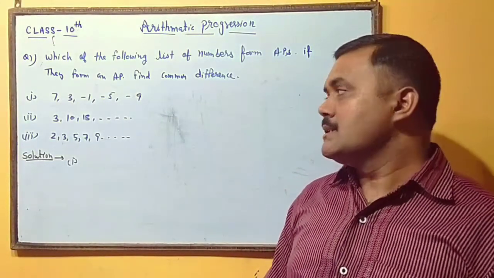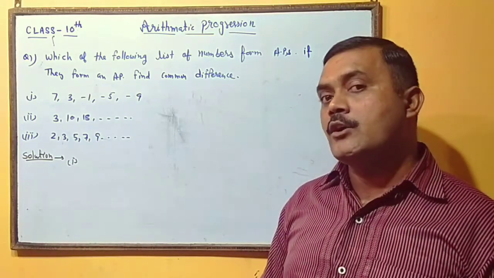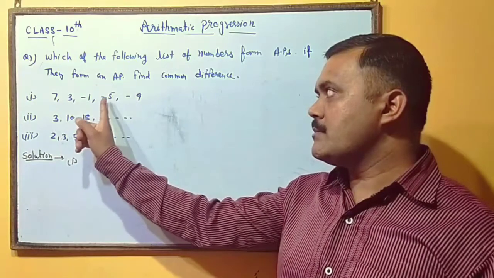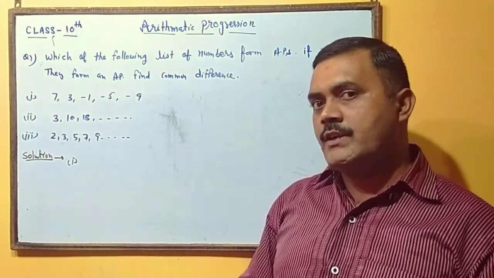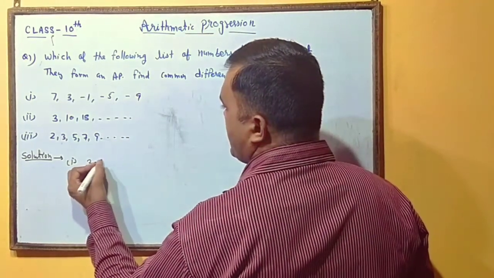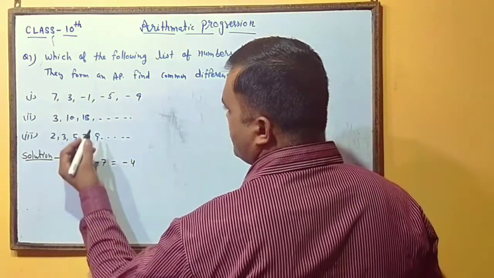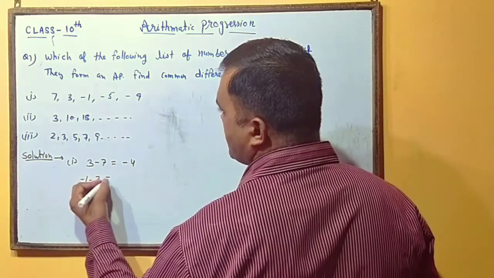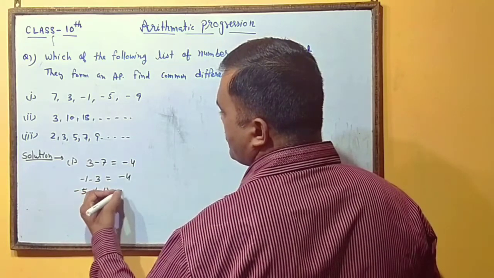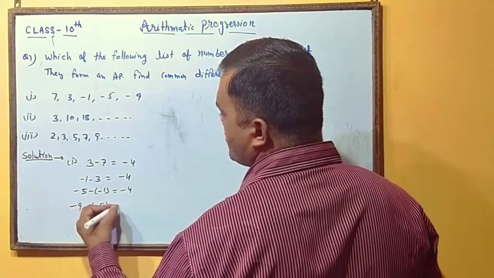Now we have a question here. Let us see how to do it. The question is, which of the following lists of numbers form an AP? If they form an AP, then find the common difference. First, the numbers are written 7, 3, minus 1, minus 5, minus 9. What we need to do is get the difference of consecutive terms. So here 3 minus 7 equals minus 4. Then minus 1 minus 3 equals minus 4. Minus 5 minus 1 is also minus 4. And minus 9 minus 5 is also minus 4.